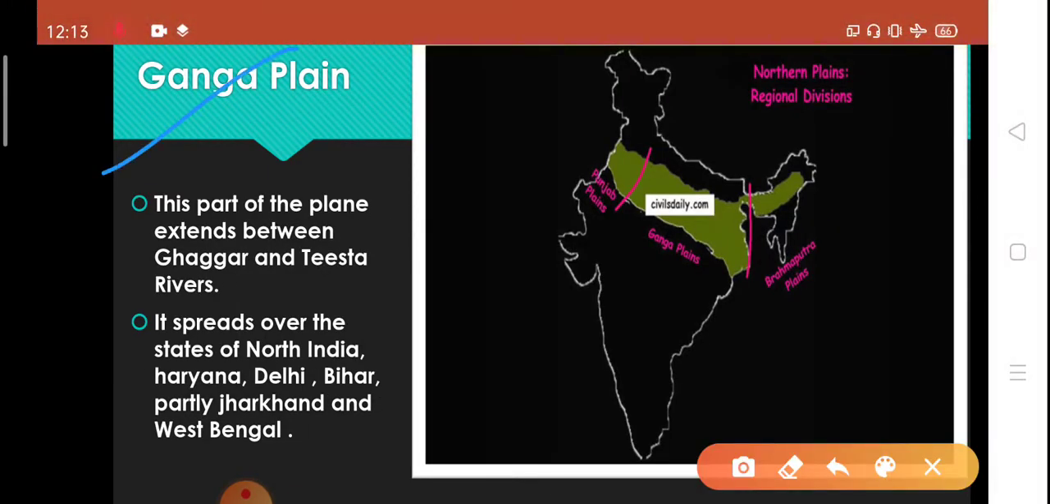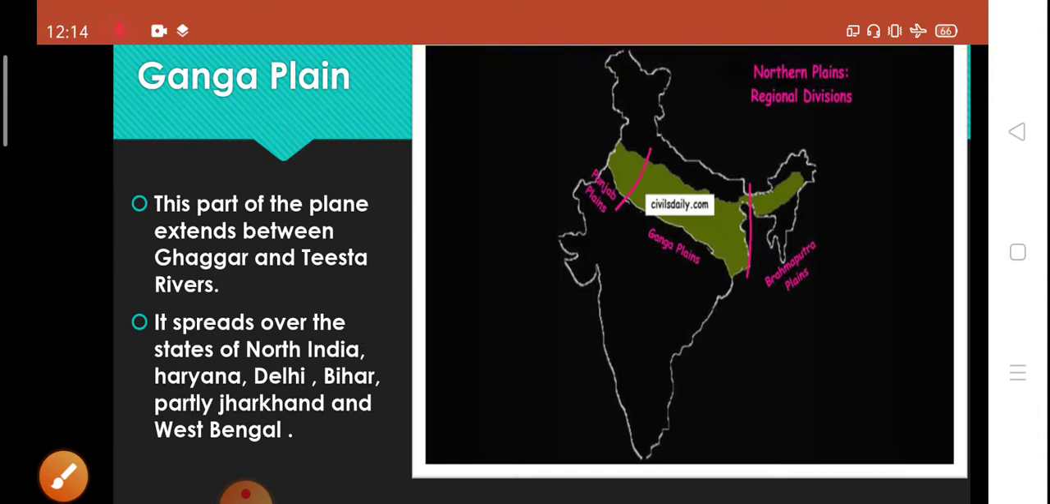Okay, now we move on to the next plain, which is the Ganga plain. I already told you that the northern plain is divided into 3 parts. The first one was the Punjab plain. Now we are going to talk about the Ganga plain. This part of the plain extends between the Ghaggar and Teesta rivers. That means this is the Ghaggar river and here we have the Teesta river. So between the Ghaggar and the Teesta river we have the Ganga plain. It spreads over the states of North India like Haryana, Delhi, Bihar, and also Jharkhand and West Bengal. If you see the political map of India, you will find UP here, Haryana here, Delhi here, Bihar, Jharkhand, West Bengal, all lying in the Ganga plain only. So it is spread over the states mentioned here.